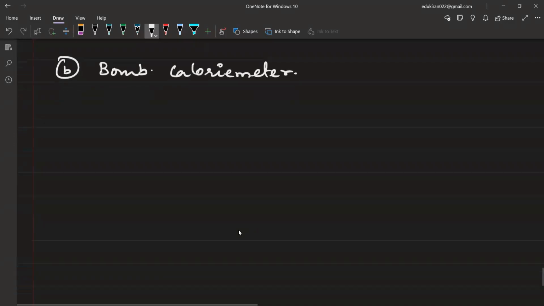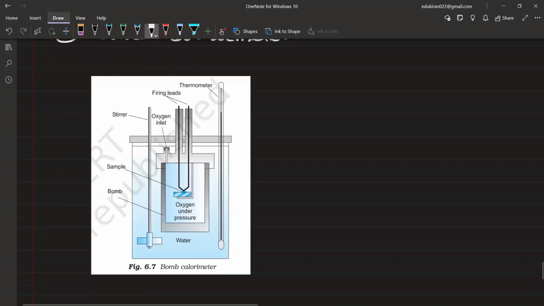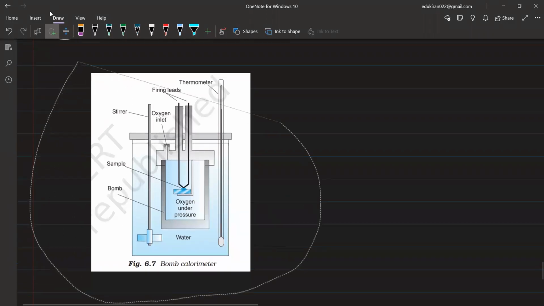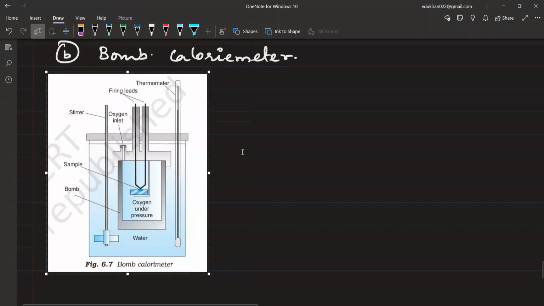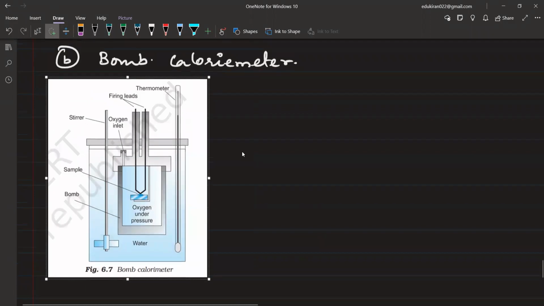Okay, now I'm pasting the diagram. I will explain the diagram and then you are going to write. ठीक है, ये तो आप लोग को पता ही है कि this is used for the measurement of heat at constant volume, that is delta U. Now please see here guys.